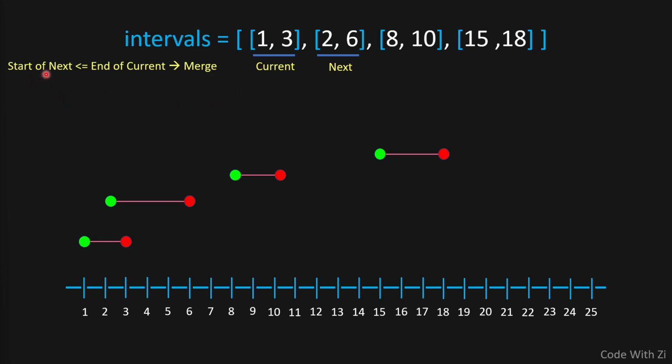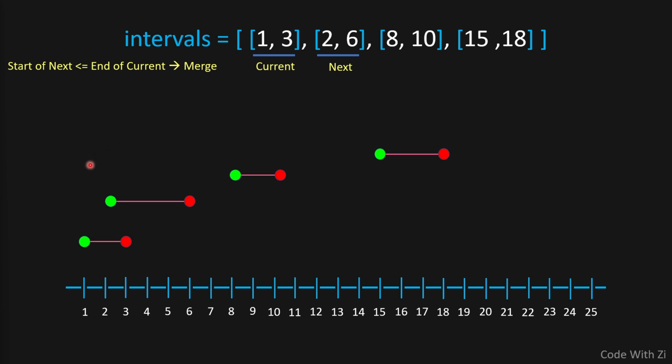We're gonna say if the start of the next interval, so this is gonna be the next, and this is gonna be its start, so 2, is smaller or equal to the end of the current interval, well, the end of the current interval is 3, so is 2 smaller or equal to 3? Well, yeah. If that's the case, merge them together.